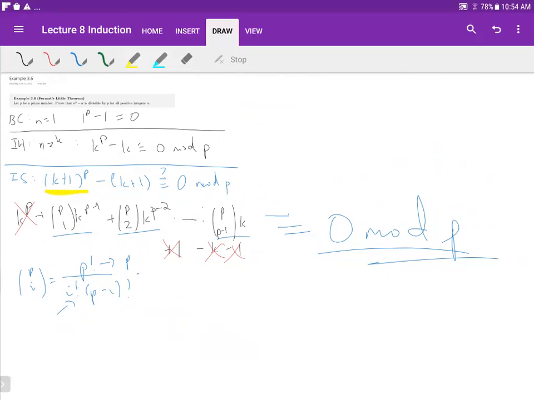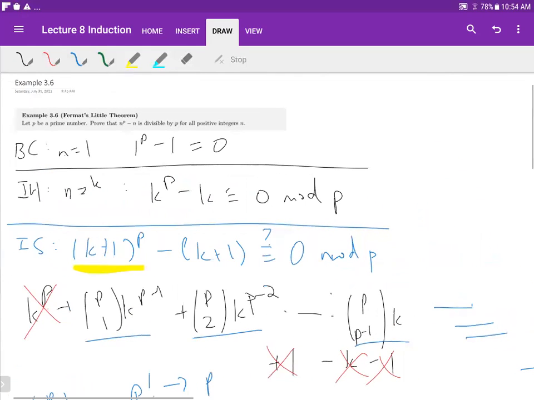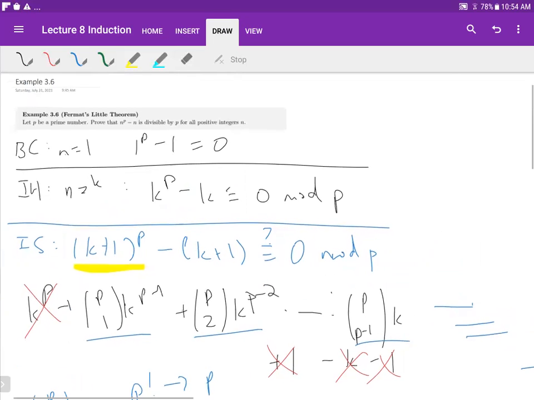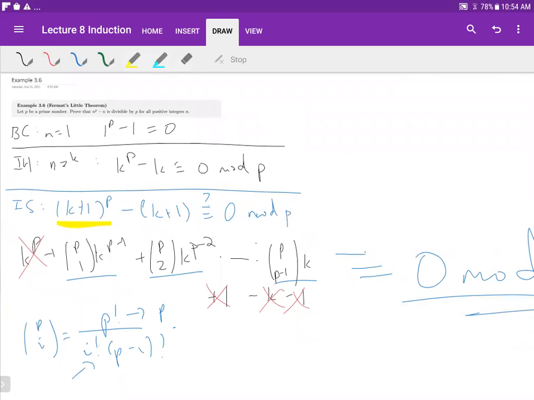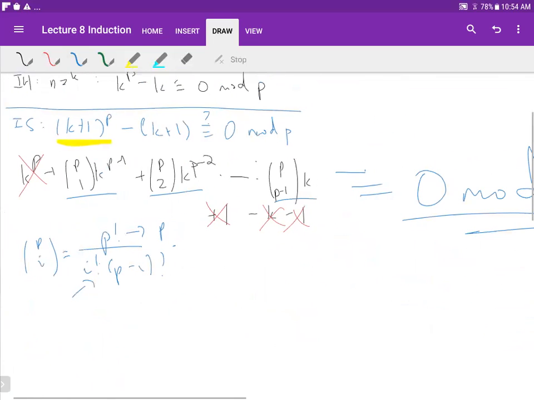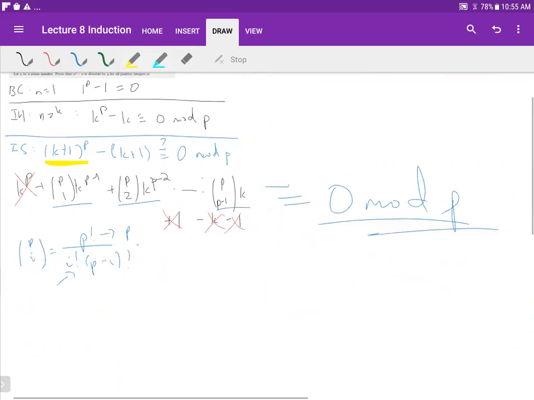You induct on the n, rather than p. So that's the first step. The base case would be n equals 1 because we want to induct over the positive integers. And then for the inductive hypothesis, we assume that it's true for some n. And then in the inductive step, we use the binomial theorem. So you would have to know the binomial theorem for this problem to prove that k plus 1 to the p minus k plus 1 is also equal to 0 mod p. And then we can use the weak principle of induction to show that this is true.